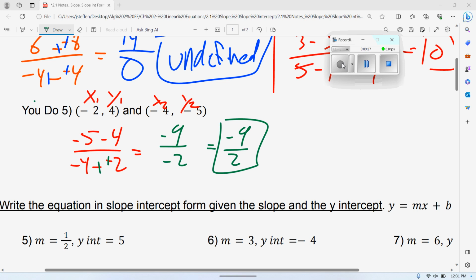All right, my work is up there, so that should be negative. I end up getting -9 over -2, which is 9 over 2. Again, I had a couple people that asked if they could put it as 4.5. I'm going to highly discourage that.